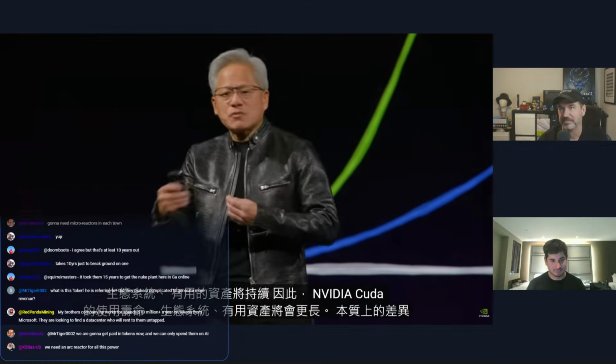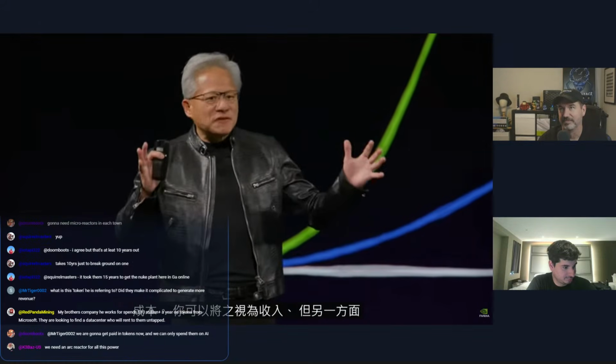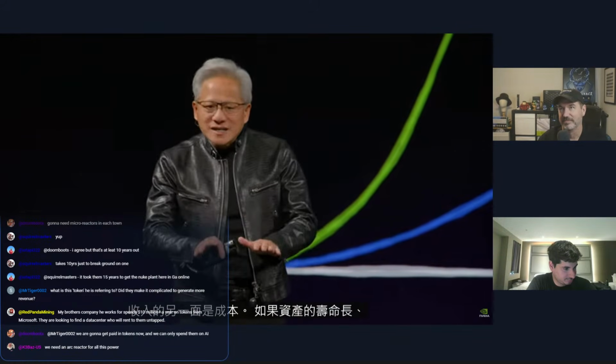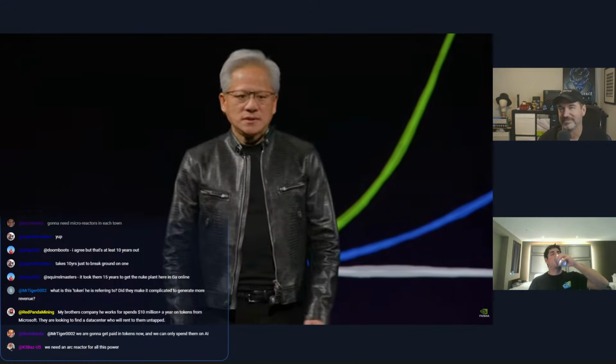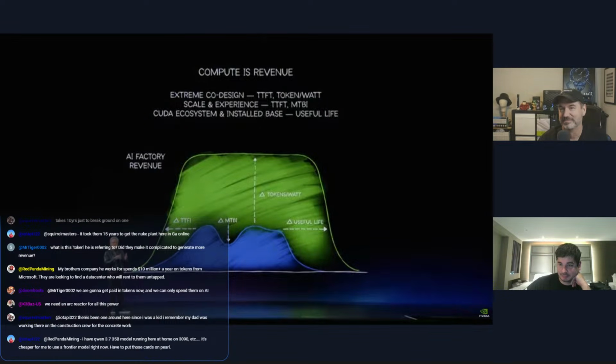You could think of it as revenues, but the other side of revenues is cost. If the life of the asset is long, the TCO is low. This is the difference. This is what it looks like when compute.